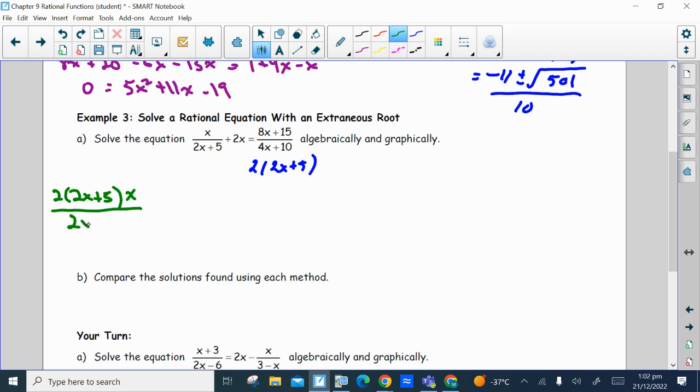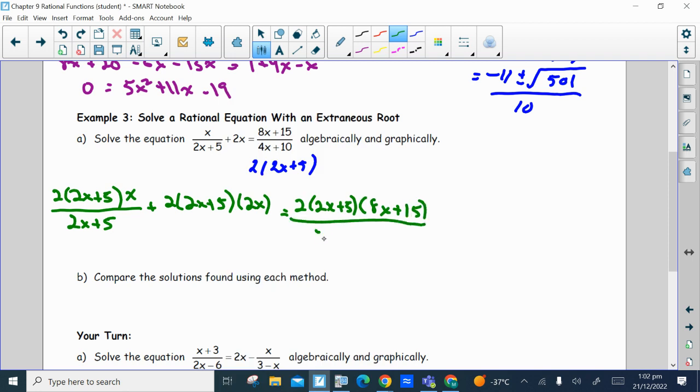So this shows multiplying that first term of x over 2x plus 5 by 2 bracket 2x plus 5. This shows multiplying the second term of 2x by 2 bracket 2x plus 5. And this shows multiplying the right side by 2 bracket 2x plus 5. And note that I wrote the denominator on the right side in the factored form, so it's easier to see that they cancel. But before we get there, we can just cancel the 2x plus 5s on the far left, and then we can divide top and bottom by 2 and 2x plus 5 on the right.